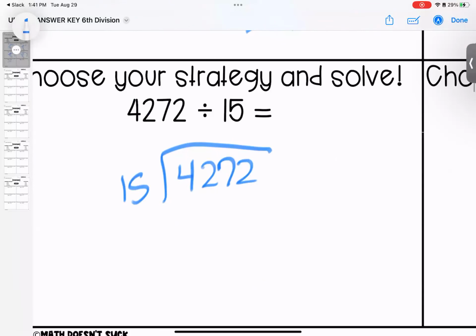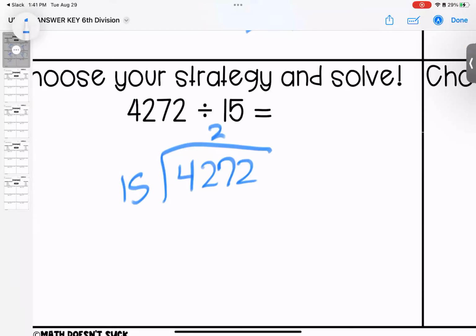Over here, I have 15 into 4,272. I'm taking groups of 15 out. Again, I can go down the side and say, okay, 15 and 15, 2 groups is 30. 3 groups is 45, and I can make myself a little cheat sheet for my multiplication tables. I don't expect you to know your 15 times tables. I don't expect you to know your 14 times tables. 11, we can skip count pretty easily. I don't expect you to know them though, so use your strategy.